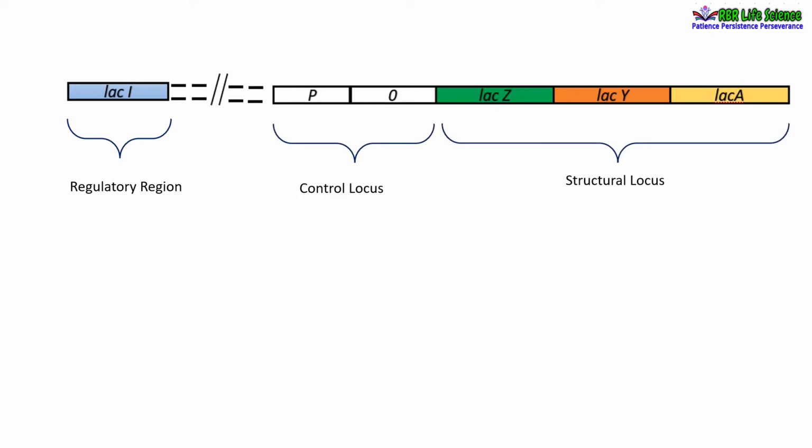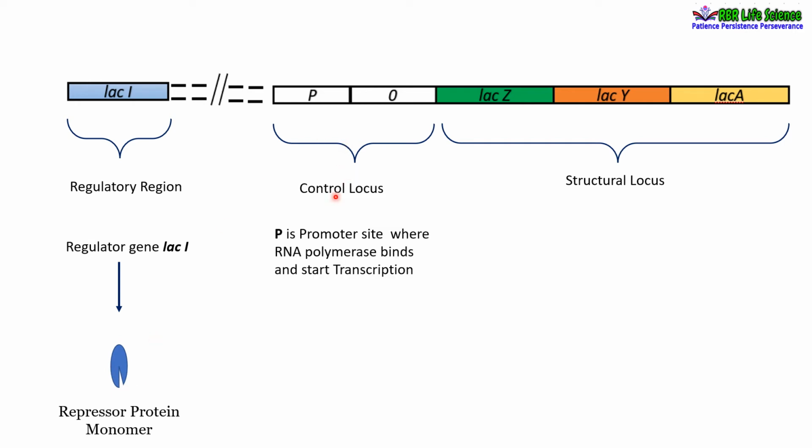Lac operon has three different regions: regulatory region, control locus, and structural locus. In the regulatory region, the regulator gene LacI is situated. This regulator gene LacI codes for the repressor protein. Control locus consists of the promoter and operator site. Promoter is the sequence on double-stranded DNA where RNA polymerase binds and initiates the process of transcription. Operator site is the region between the promoter and structural genes. This operator region acts as an on and off switch.